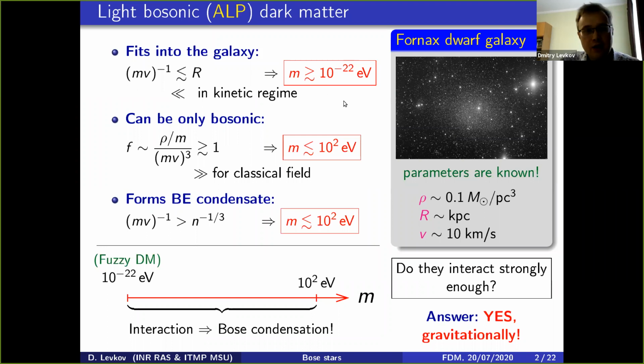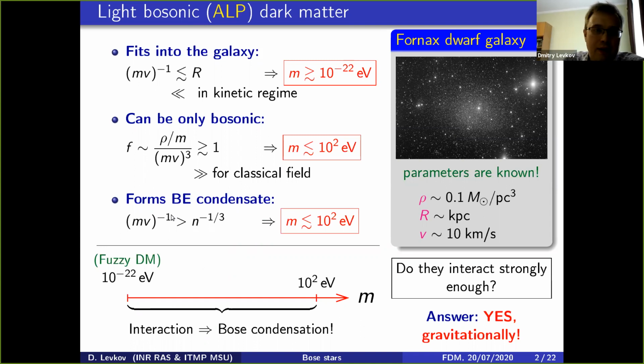And if the mass is smaller than 10 to the 2 electron volts, then the occupation numbers of these particles inside the galaxies are larger than 1. This means that these particles are necessarily bosonic. So in the wide region between 10 to the minus 22 electron volts and 10 to the 2 electron volts, the dark matter is bosonic, and it is non-relativistic inside the galaxy.